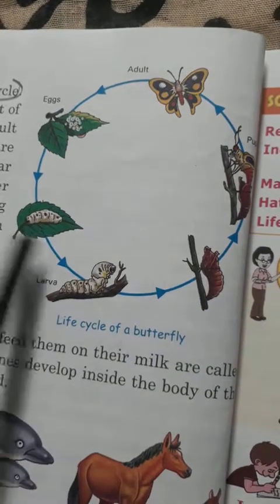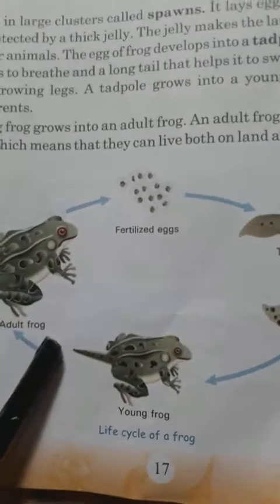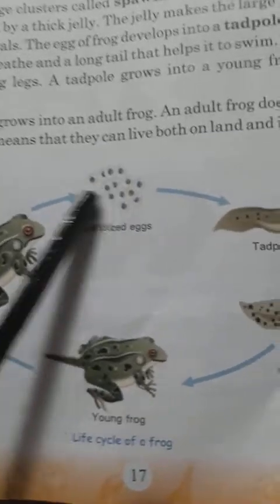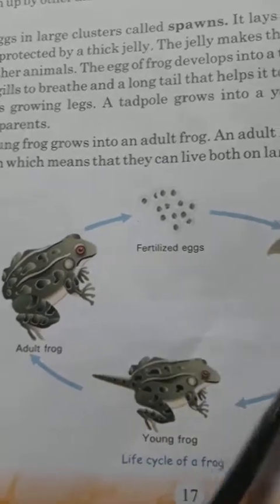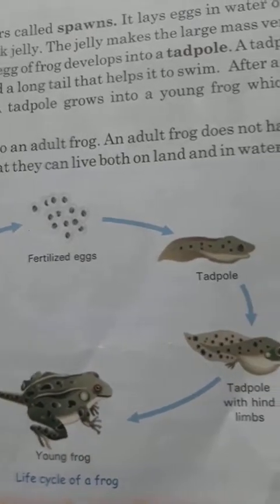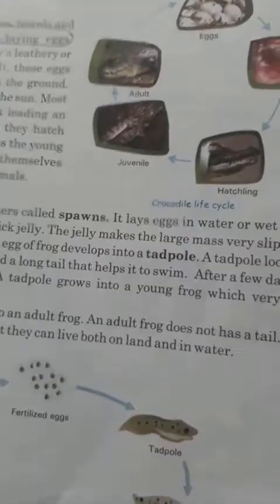And number 2, the life cycle of a frog means this one. You have to write the question, and after that you have to draw all this, how a frog forms. These 2 will be your homework. The rest we will continue in our next class.